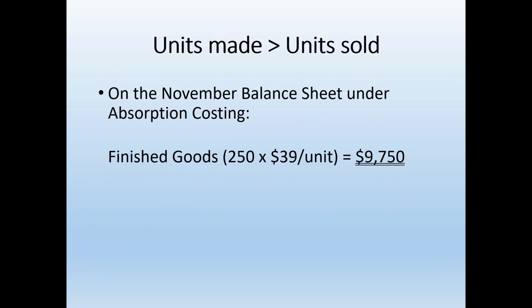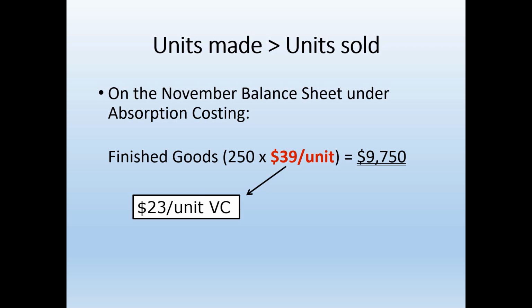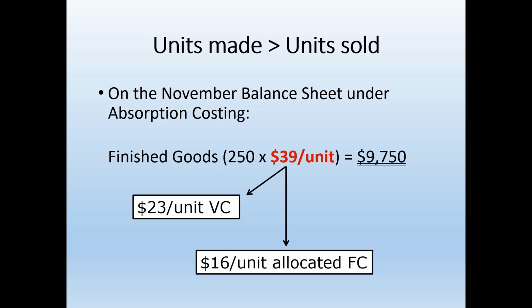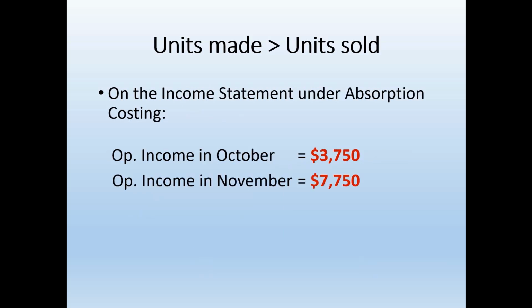Let's take a look at the value of November's ending inventory under absorption costing. The value of the finished goods would be 250 unsold units times $39 per unit. That $39 represents the $23 of variable costs plus the $16 of allocated fixed costs. Now let's compare this firm's income for October and November.